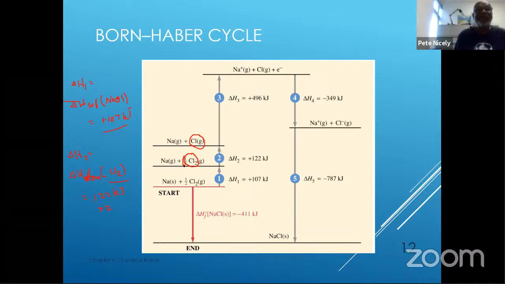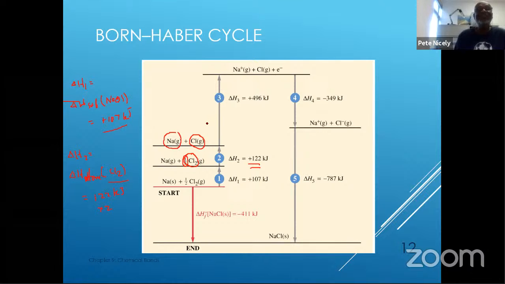But because you have a half mole here, the enthalpy change would be half of 2 times 122, which is 122 kilojoules per mole. So that would be the enthalpy of atomization of chlorine. Now at this stage, we have sodium in the form of gaseous atoms and chlorine in the form of gaseous atoms.